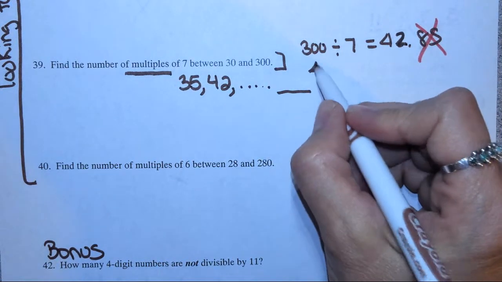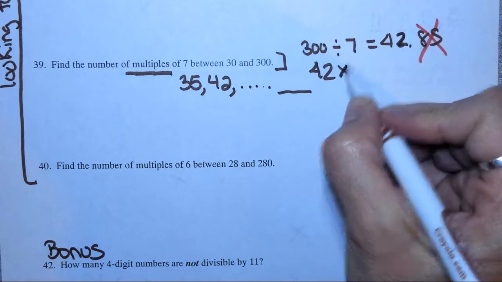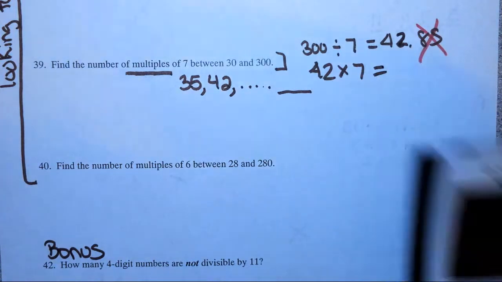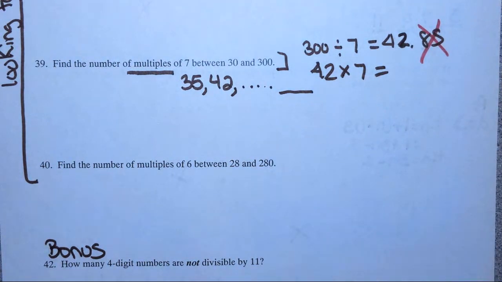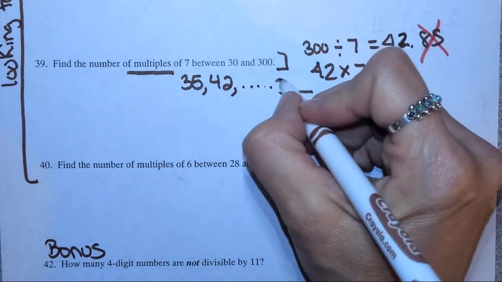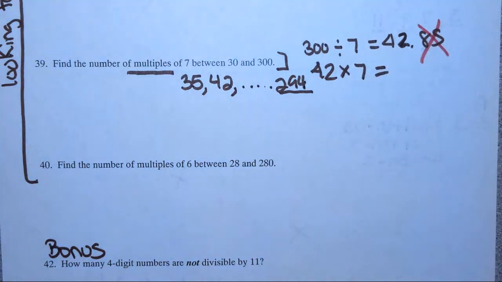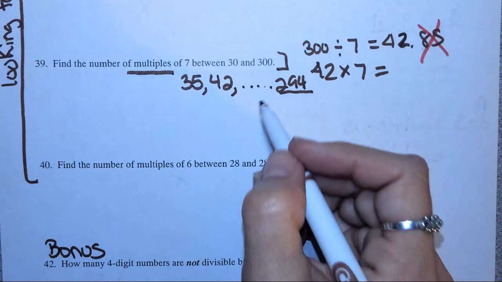So I take whatever I got here without the decimal, and I multiply it by the 7. So now I do 42 times 7. It tells me it is 294. So the last number in this sequence is going to be 294.